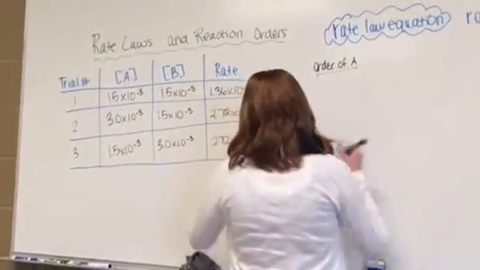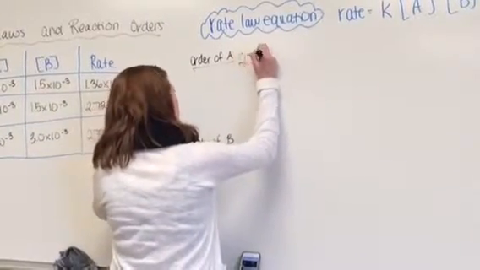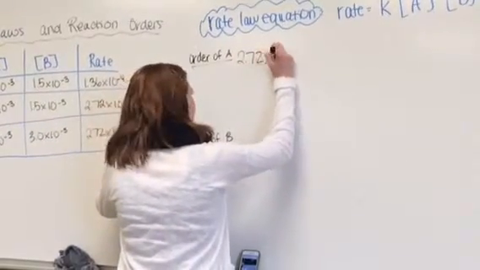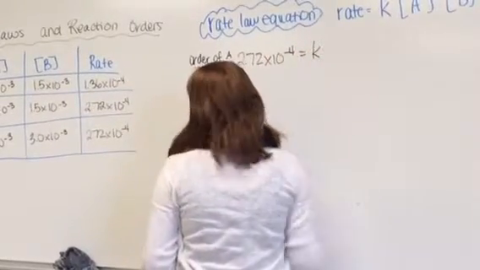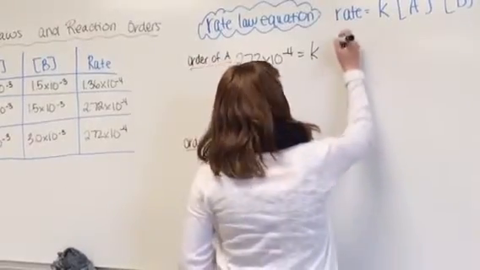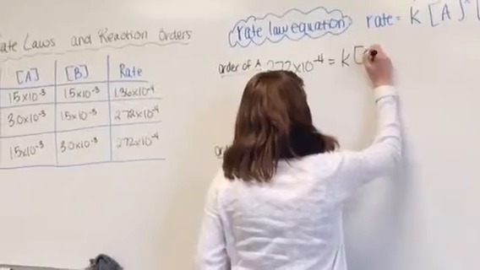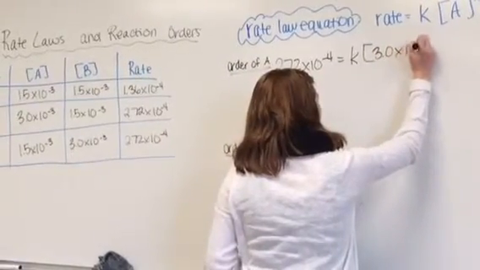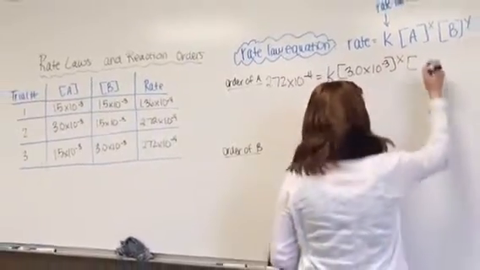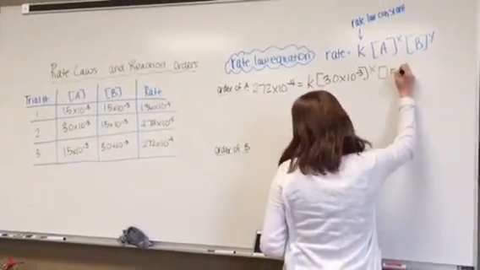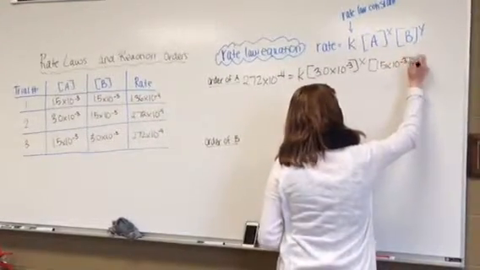So you take the rate. We're going to start with trial 2, which would be 2.72 times 10 to the negative 4 equals K, which we're just going to leave as K, times the concentration of A, which is 3.0 times 10 to the negative 3rd to the X, times the concentration of B, which is 1.5 times 10 to the negative 3rd to the Y.